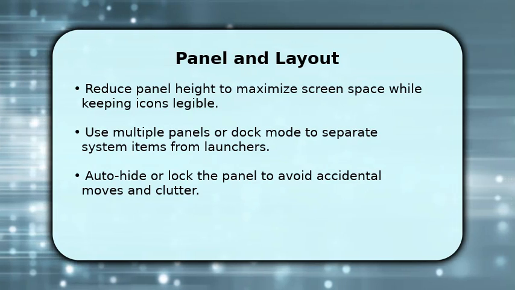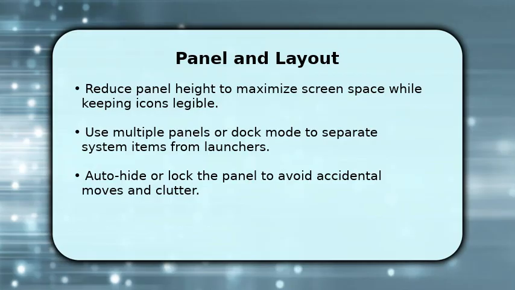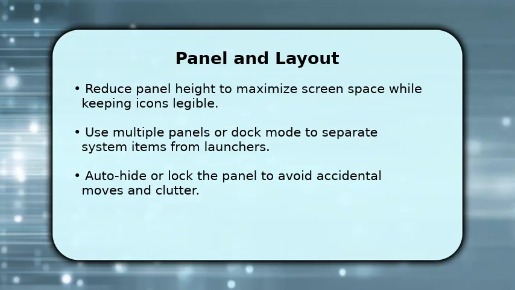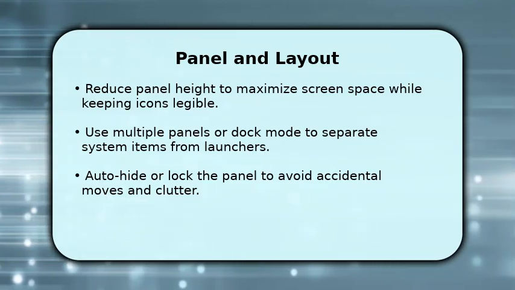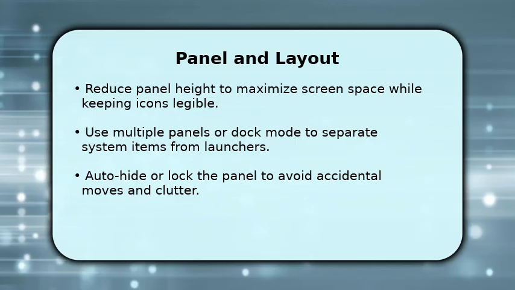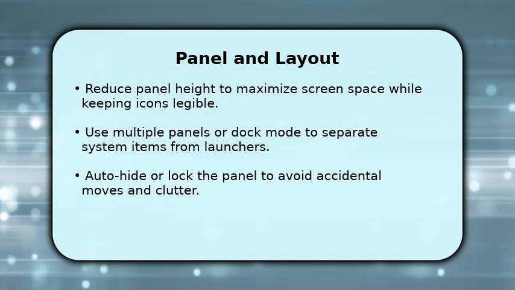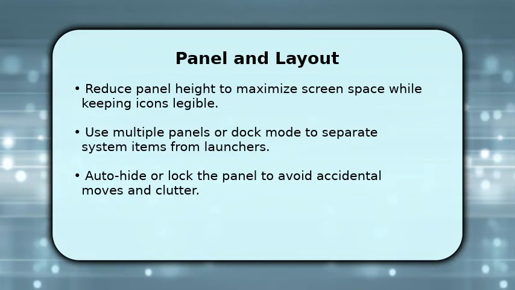Start by resizing the panel to a comfortable height and choose icon-only or text plus icon modes for quick access. Create a second panel or use a dock to separate launchers from system indicators and move the tray to a convenient corner. Enable panel auto-hide for full-screen apps and lock panel elements after arranging them. Small spacing tweaks make the desktop feel intentional and far less cluttered.